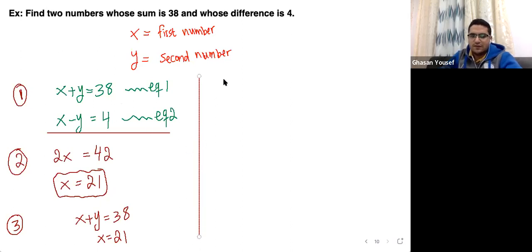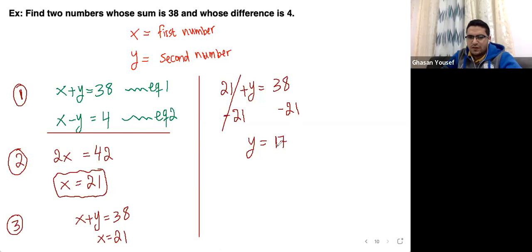So I will get 21 plus y equal 38. Subtract the 21 from both sides. y equal what? 17. Exactly, y equals 17. So the first number here is 21 and the second number is 17.